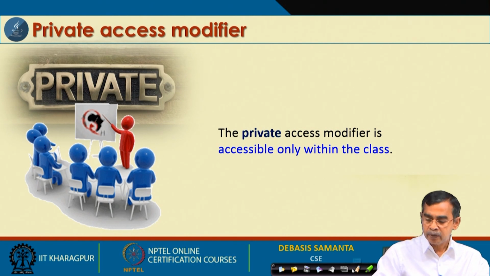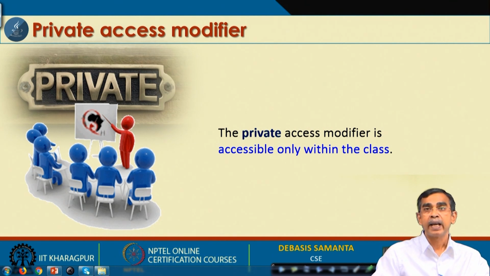Whenever you specify this modifier for a class member, it means that any method which belongs to the same class can access it, and outside that class no method can access that member. So, this is the concept of the private access modifier.